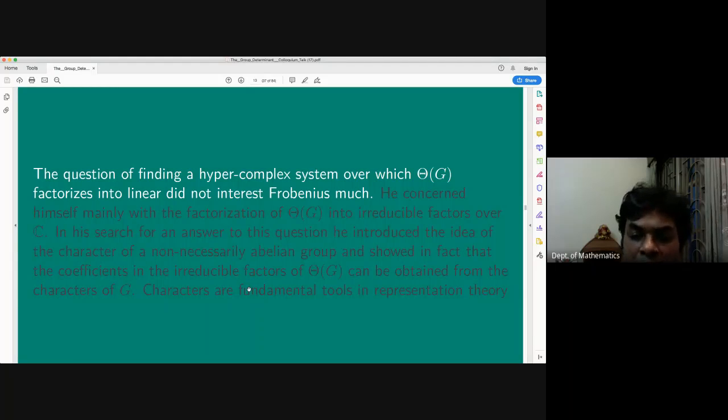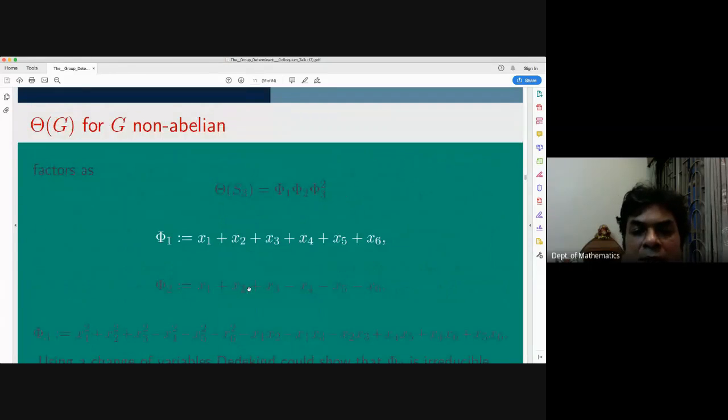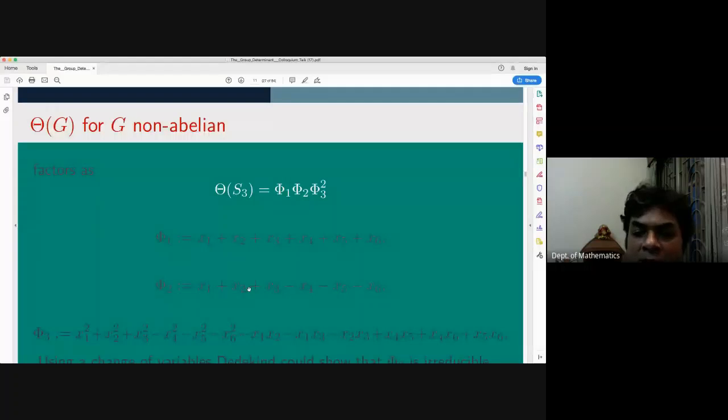But what interested Frobenius more was the factorization over the complex numbers itself. If you go back and look at the factorization of theta S3, what Frobenius found interesting was this factorization itself. He was not so interested in how we can factorize this phi 3 into linear factors. This phi 3 is a quadratic homogeneous polynomial. He was interested in this very factorization. How does one explain this?